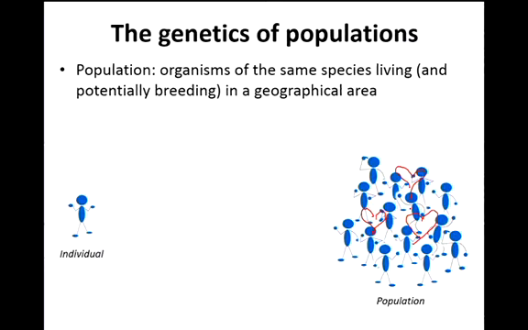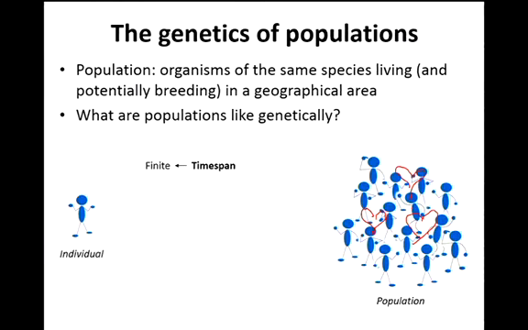So genetically, populations differ quite a bit from individuals. Individuals are finite. We live, we die. That's a bit sad, but anyway, it's true. And our alleles, in a way, that we contain ourselves will die with us. But the population is essentially immortal. As long as the population can keep surviving in a particular environment, generation after generation after generation, it keeps on living. So the population itself is immortal.